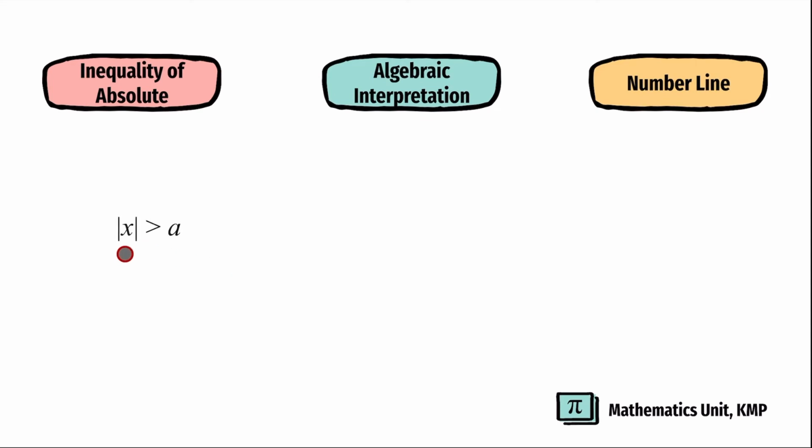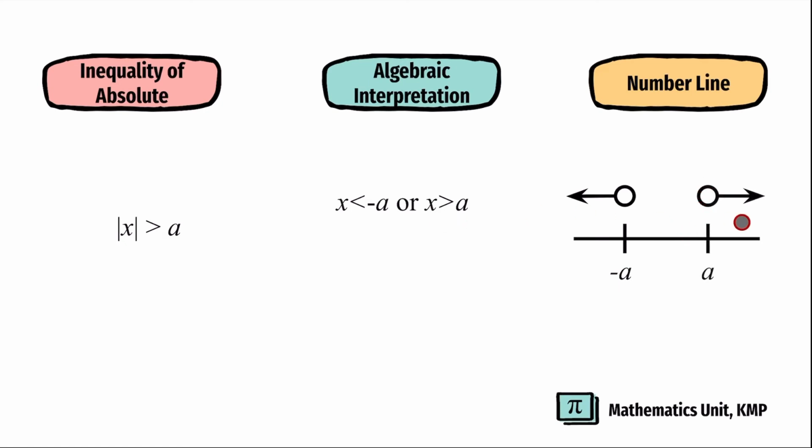For absolute value of x greater than a, then x is less than negative a or x is greater than a. So if we represent this algebraic interpretation on a number line, then x less than negative a is open circle with left side arrow, and for x greater than a is open circle with right side arrow. We can also use union for the word or, which means all or both solutions on the left and right side. Same goes if we have greater than or equals to.